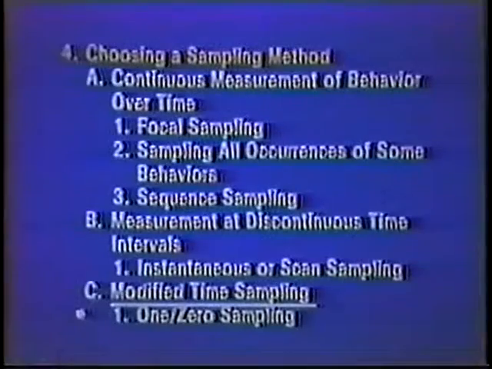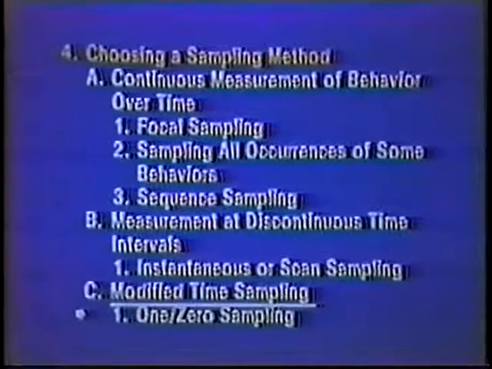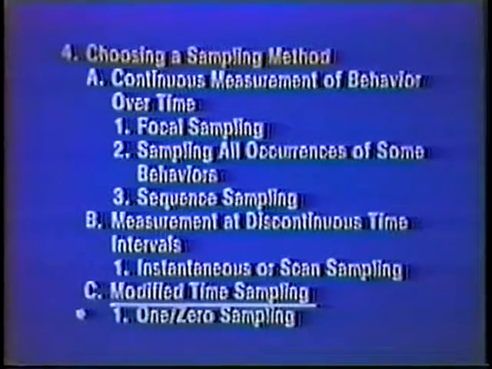The final sampling strategy presented in this program deals with a modified time sampling technique. This strategy is called a modified frequency sampling, or 1-0 sampling method. With this method, the observer scores the occurrence or non-occurrence of selected behaviors within a pre-selected interval of time, for example, a 15-second interval.